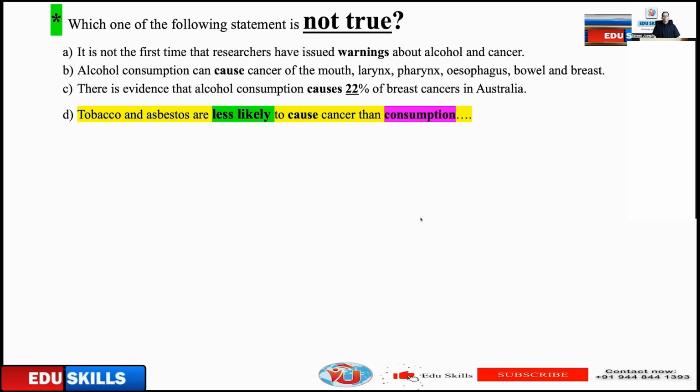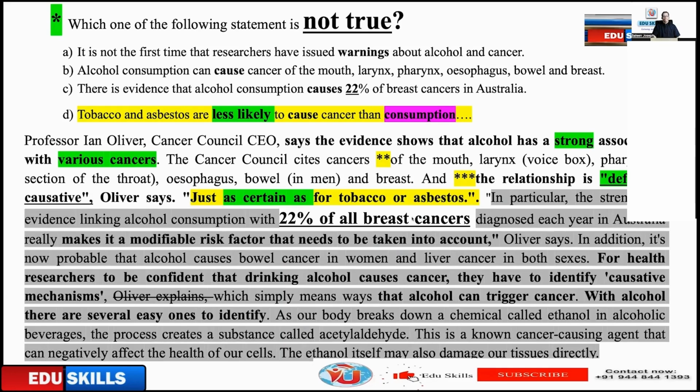Okay, I'll just explain. Whatever I have shaded here, actually you need not read all these things. If you know the elimination strategies, immediately you can go to the right answer without even looking into the passage at all, because it's not grammatically complete. So normally that is the wrong answer. But since the question says which one of the following statements is not true, that is the right one.